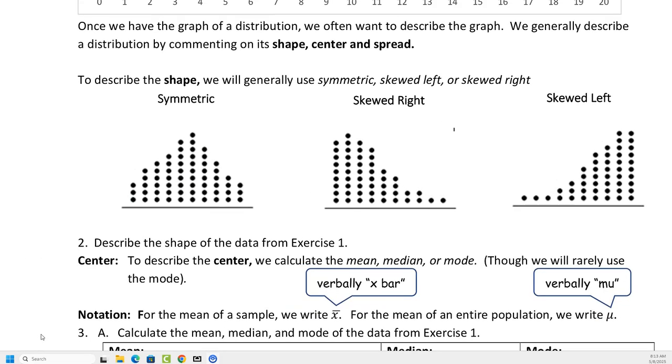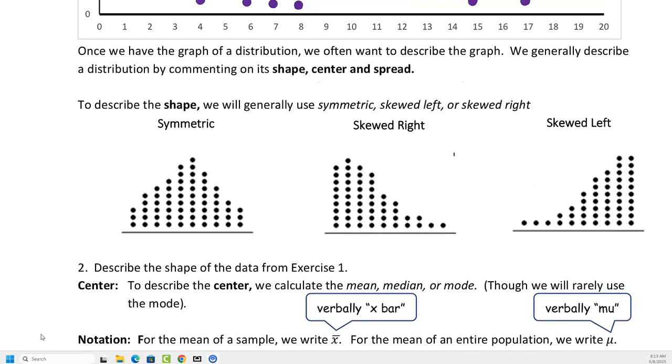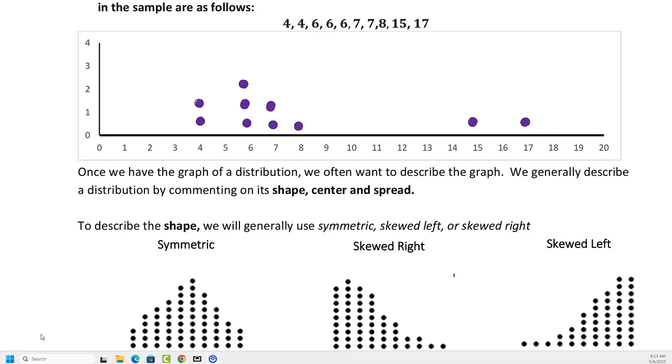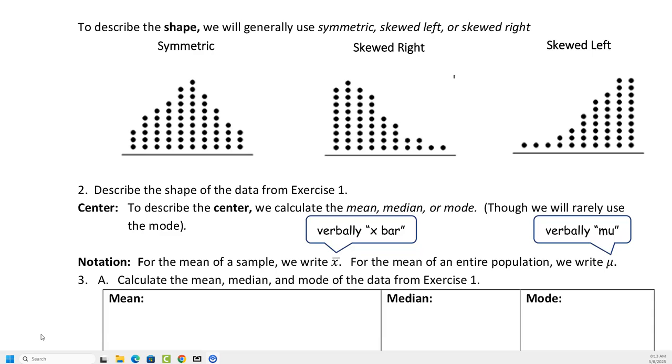So it says describe the shape of the data in exercise 1. So if I come up here, I didn't leave any space for that, but taking a look at this data, what does it look like to you? It looks like it peaks right here, right? And it comes out this way. Skewed right, okay, because you see on the left side it looks like it peaks quickly and then is pulled to the right. So skewed right, I would agree with that.